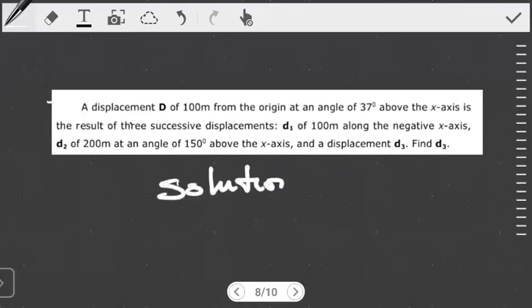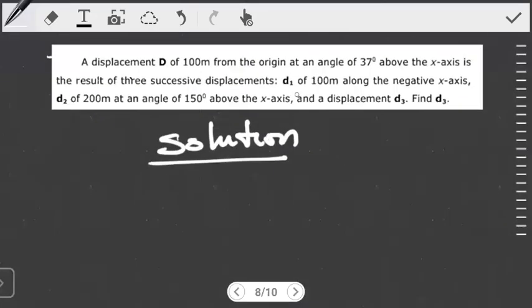Well, much the same way we approach the other questions. All we have to do is identify the number of vectors that are combining to give us the resultant. And in this case, notice that they start by giving us what the resultant is. So we want to find D3. We're given three vectors, D1, D2, and D3. When these three vectors are combined, their resultant is that vector D. So that is a result of the three vectors, D1, D2, and D3.